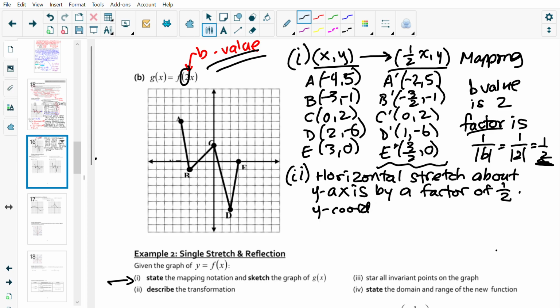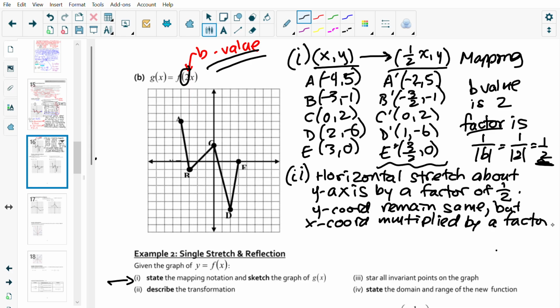y coordinates remain the same, but x coordinates, what happens? X coordinates are multiplied by a factor, you guessed it, of 1/2.